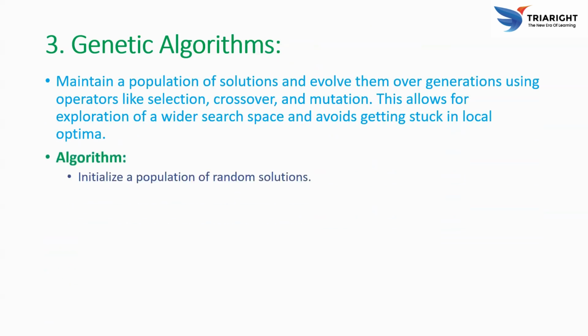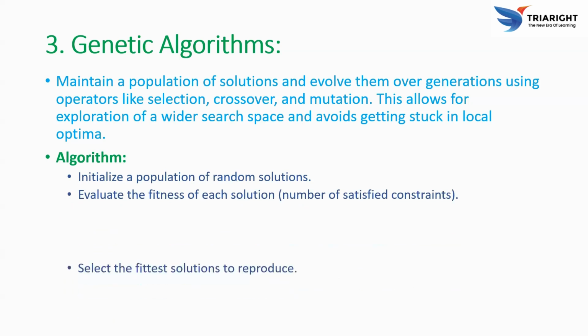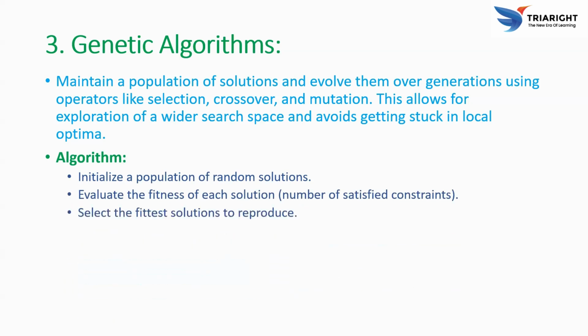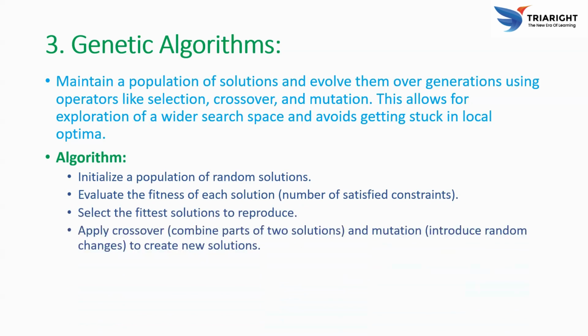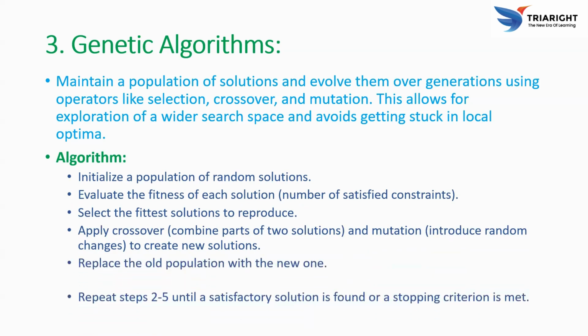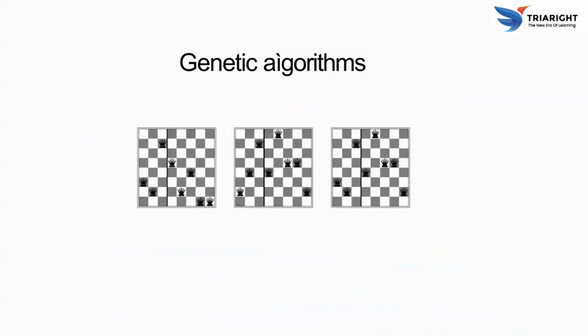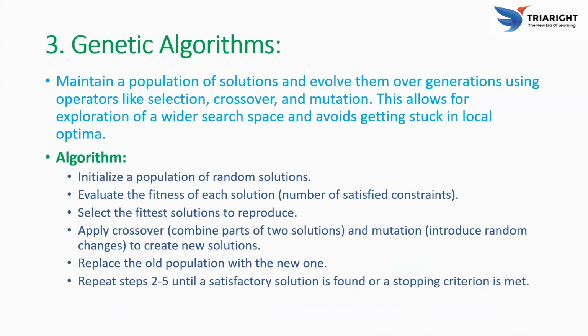In the algorithm, we initialize the population with random solutions, evaluate the fitness of each solution by the number of satisfied constraints, and select the fittest solutions to reproduce. We apply crossover, combining parts of two solutions, and mutation, introducing small changes to create a new solution. Then we replace the old population with the new one and repeat steps two and three until a satisfying solution is found or a stopping criterion is met.